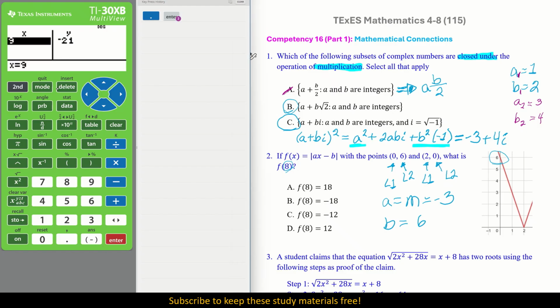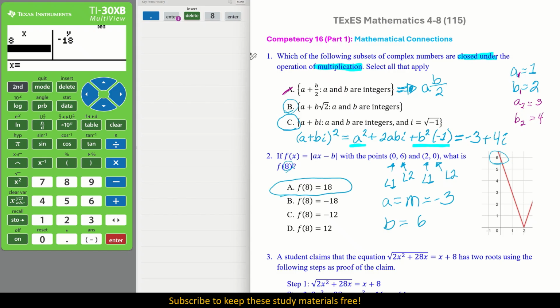Okay, so I'm going to push delete to clear everything out. It's called a multi-view calculator. It's only going to give you 3 lines, by the way, but we only need 1. So push 8, enter, and now remember, none of this was in absolute value. So it gave me -18. But if I put an absolute value around that, what would I have? I would have a positive 18.